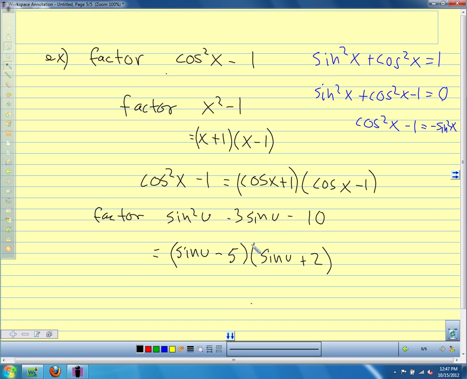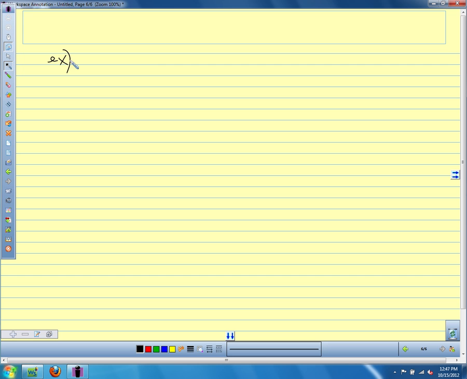These particular types of simplifications are going to be really important when we start solving trigonometric equations. All right, one last example. I want to rewrite one over secant of x minus 1 so it's not a fraction.